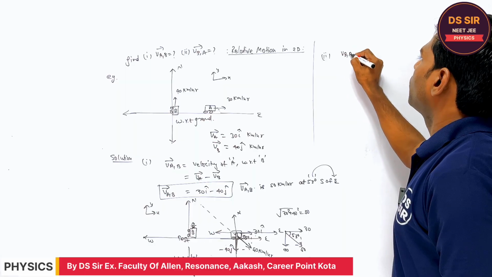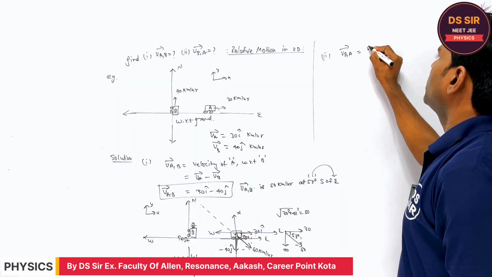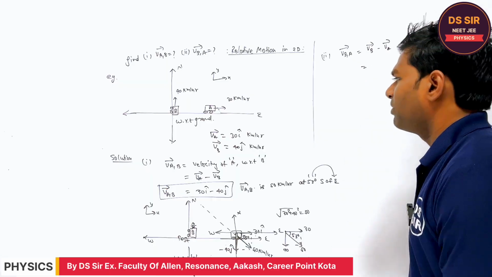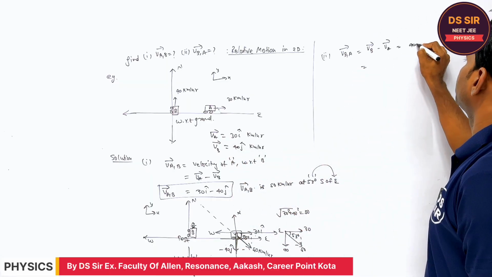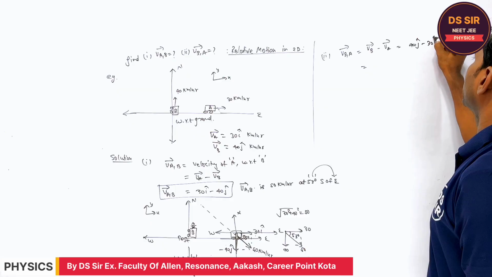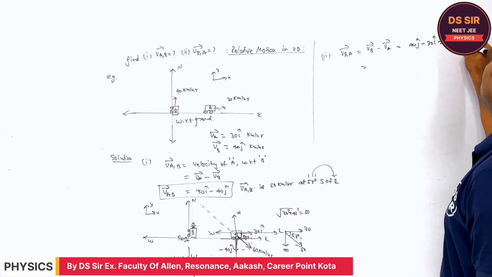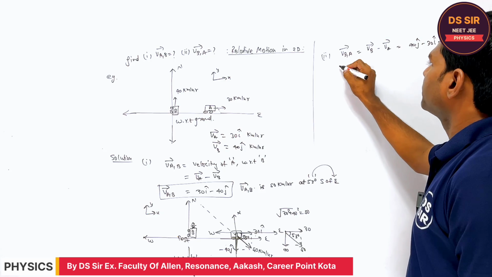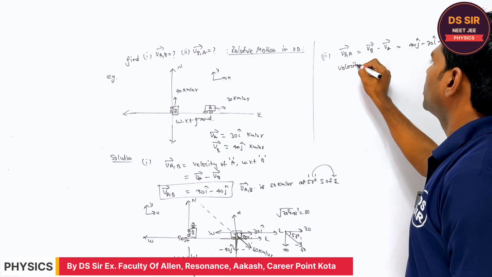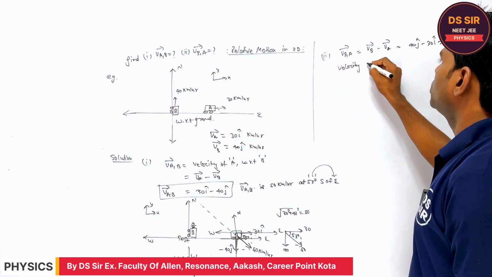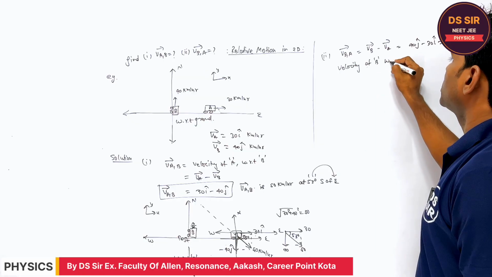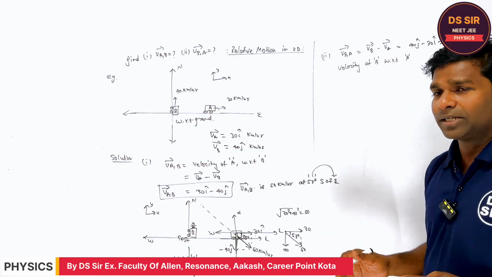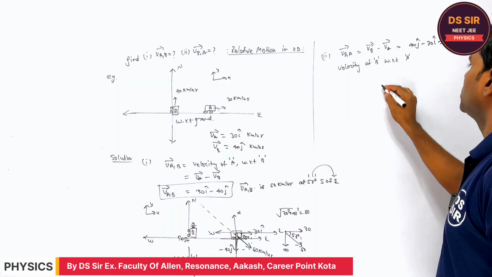Velocity of B with respect to A. VB vector minus VA vector. So what is the VB vector? 40 j cap minus 30 i cap, which is equal to minus 30 i plus 40 j. What does it mean? This is the velocity of B with respect to A. It means A is at rest and B is moving with this velocity.